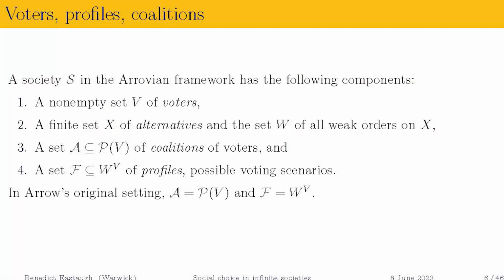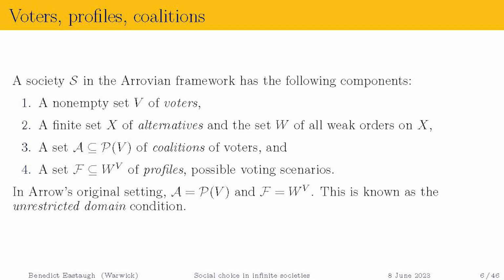And then in Arrow's original setting, we have this condition called unrestricted domain, or universal domain. It just says the coalitions are just all of the possible sets of voters, and the profiles are just all of those functions, all of those possible ways that people could have preferences, all of the logically conceivable ones. As I said, this is called the unrestricted domain condition.